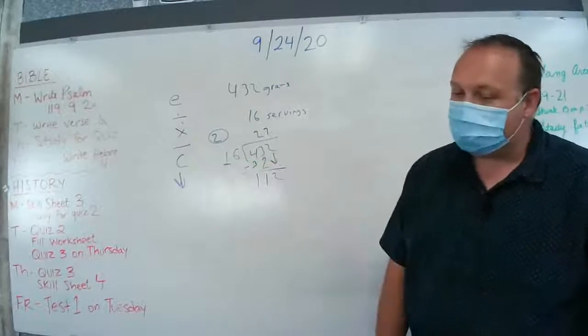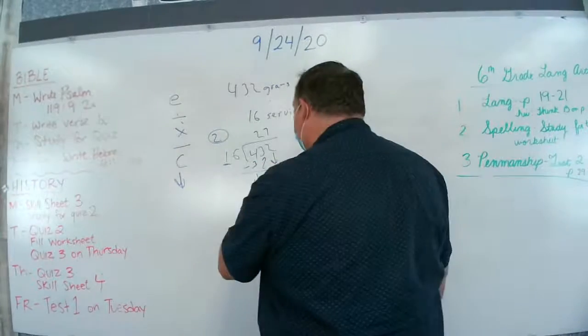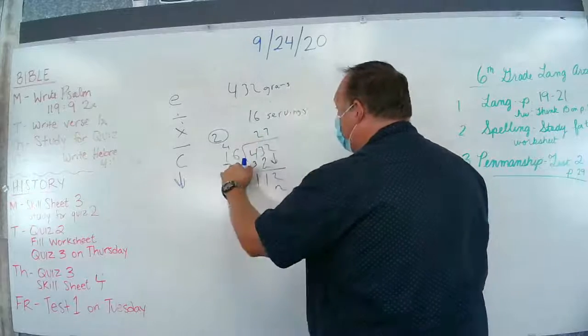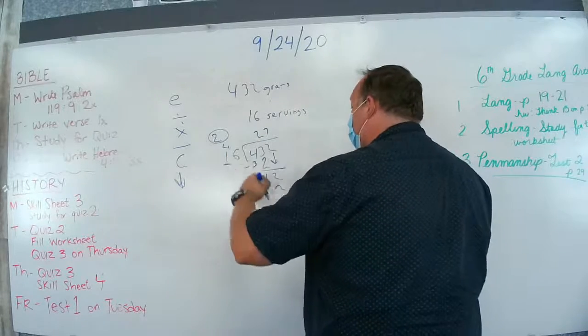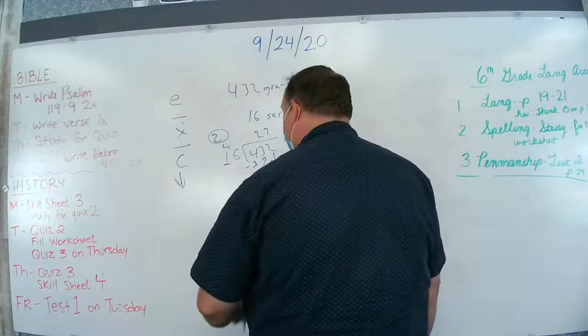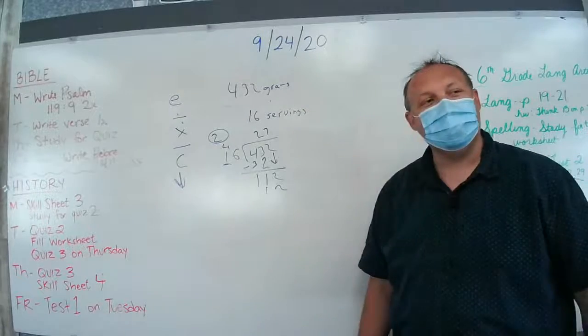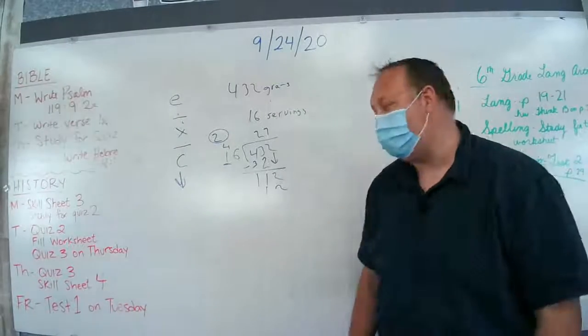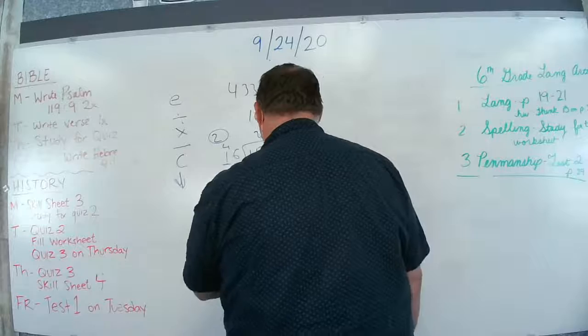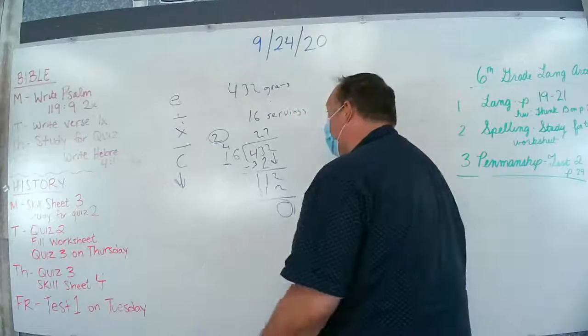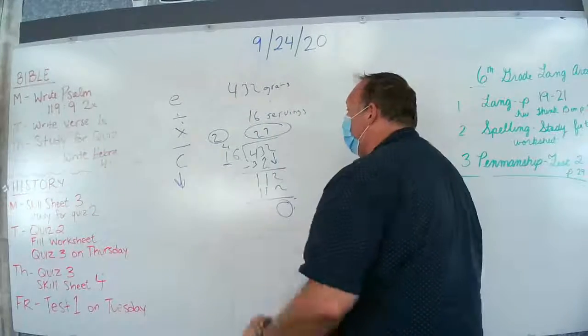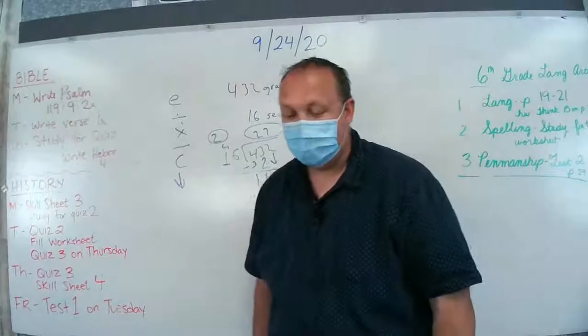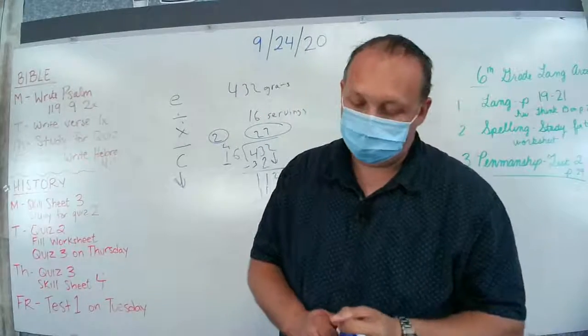7 times 6 is 42. Carry the 4. 7 times 1 is? 7. Plus 4. 7 plus 4? 11. Okay, there are 27 grams in one serving.